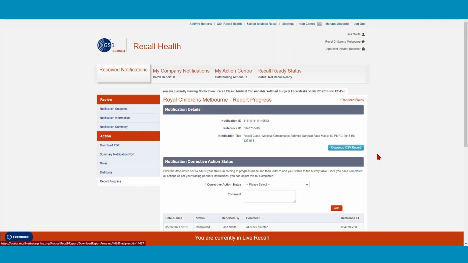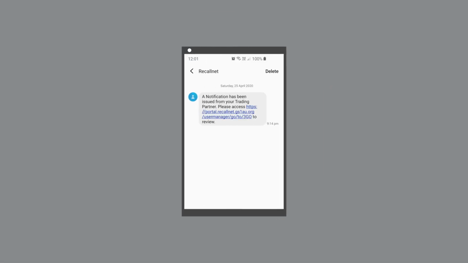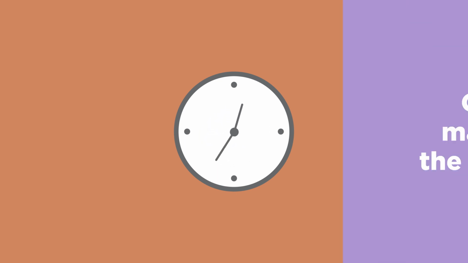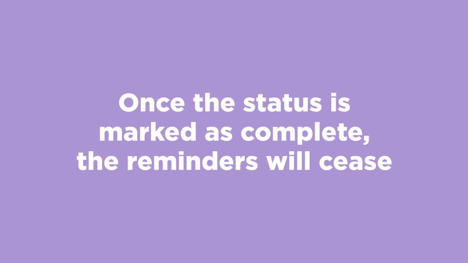If there is a delay in providing a report back to the initiator or supplier, the receiver will be sent email reminders to log into the Recall Health system and provide a response. Reminders are issued at 24 hours, 48 hours, 7 days and 28 days after the recall notification has been received. Once the status is marked as complete, the reminders will cease.